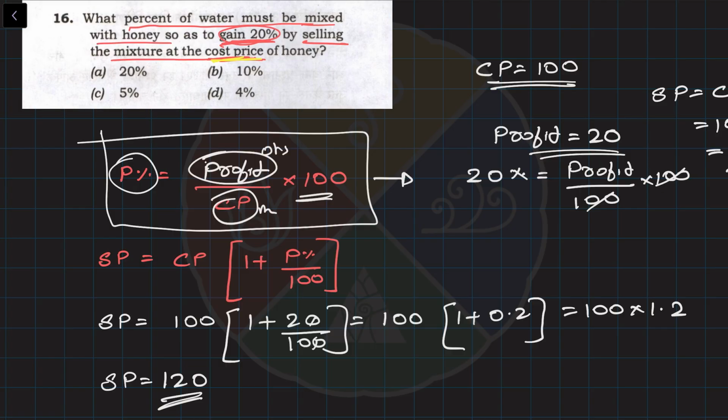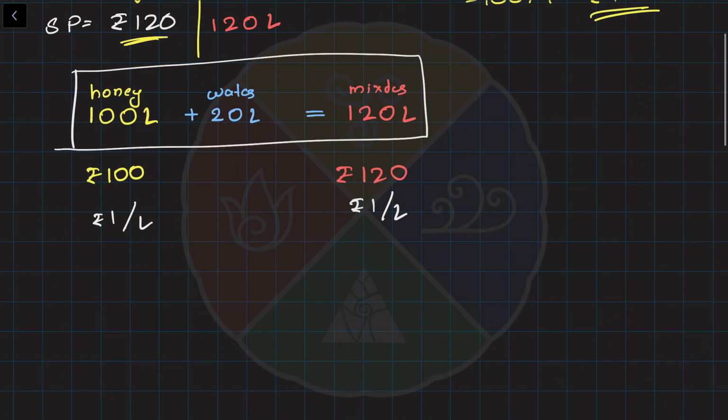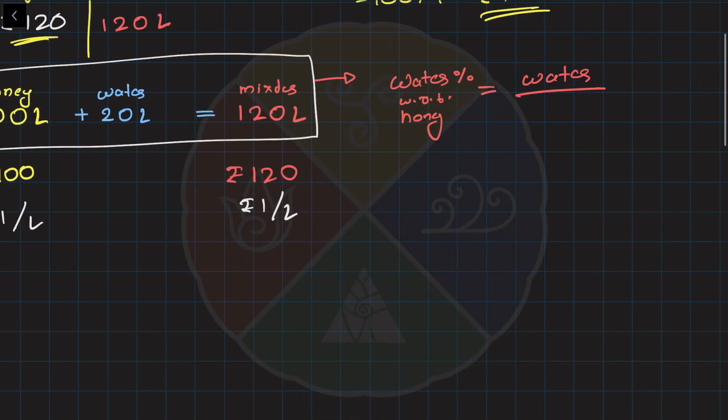So if you want to convert something to percentages, you need an observed value, and here the value which you want to convert is the quantity of water, and the base is not the mixture, it is honey. What percentage of water must be mixed with honey? So the base should be honey. So in this problem, the water percentage with respect to honey will be water divided by honey into 100.